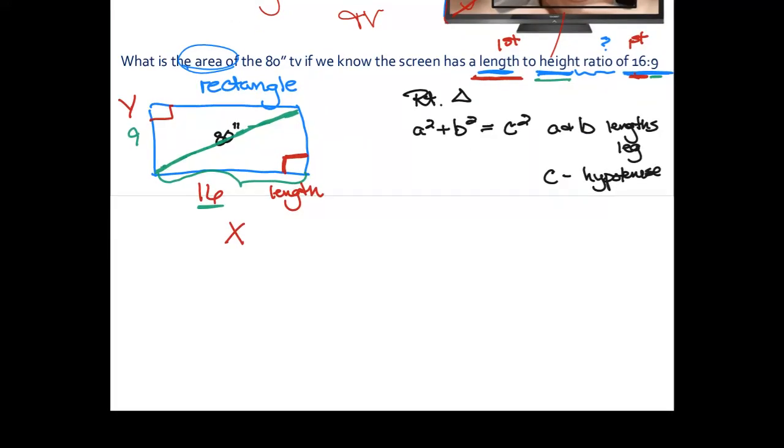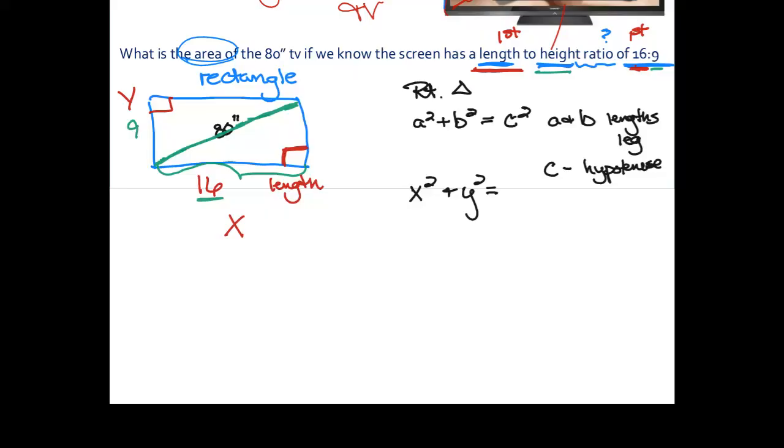Okay, well, the problem is if I say I have a length of x, that would be x squared plus y squared equals, what's my hypotenuse in this problem? 80 squared. So I get x squared plus y squared equals 80 squared, which is 6,400. But I don't know anything about x and y.